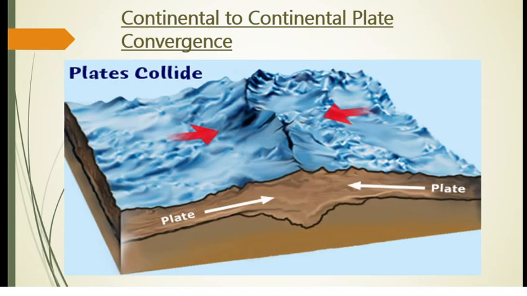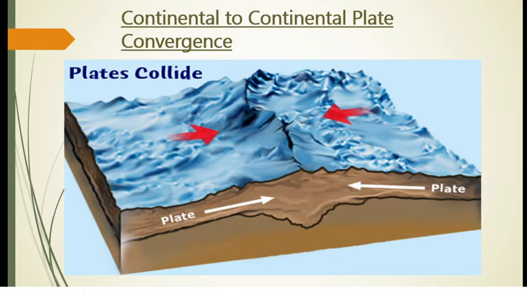Next, we have the continental to continental plate convergence. So in this continental to continental plate convergence, they are both less dense, therefore they will not subduct beneath the other. One of them will not subduct, but definitely they will buckle up, forming mountain ranges. So this is continental to continental plate convergence.